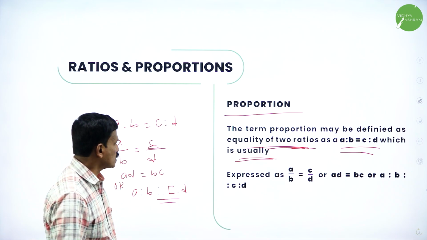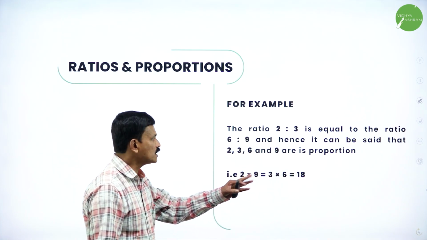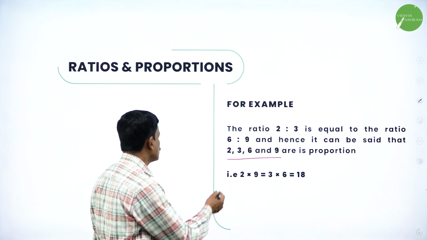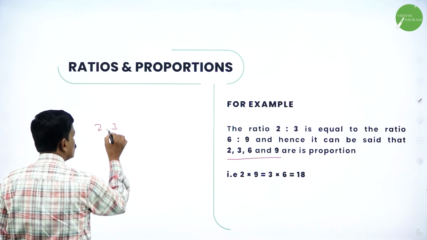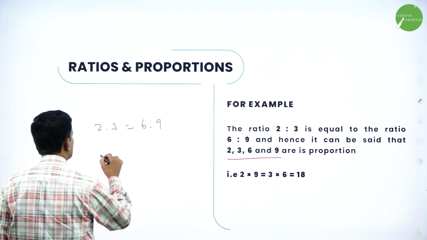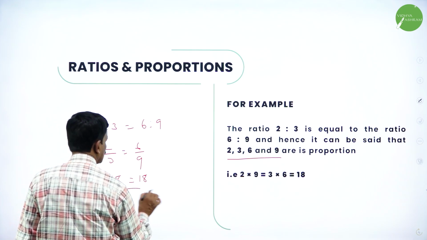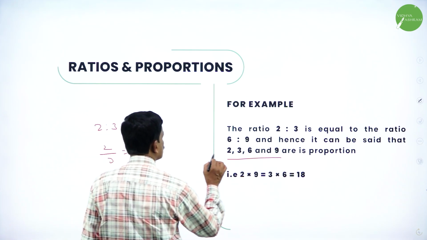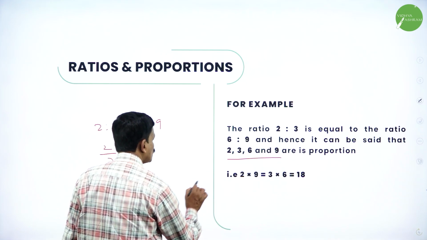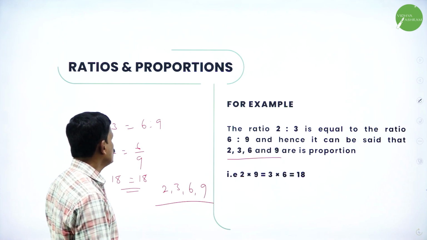Now let us take a small example. The ratio 2 is to 3 is equal to the ratio 6 is to 9, and hence it can be said that 2, 3, 6, 9 are in proportion. Because 2 by 3 is equal to 6 by 9. If you cross multiply, 18 is equal to 18. That means the ratio 2 is to 3 is equal to the ratio 6 is to 9. Therefore, these numbers 2, 3, 6, 9 are in proportion.